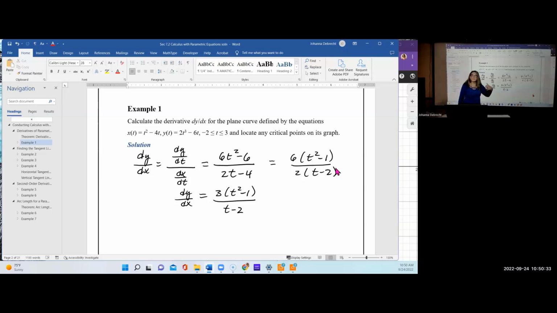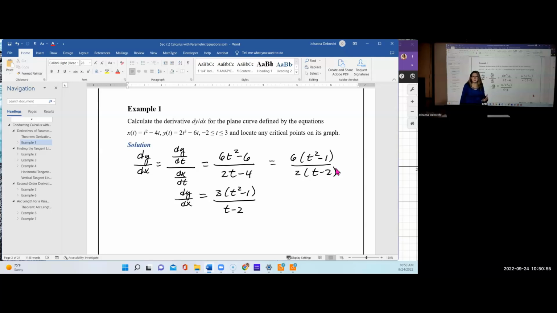Now, of course, t doesn't show up on the graph. I would have to know what the coordinates are, and to find the coordinates, I would plug in 0 into x of t and y of t. And that would give me 0 here and 0 here. So it's at the origin. So the slope of the tangent line to the curve at the origin is 3/2.